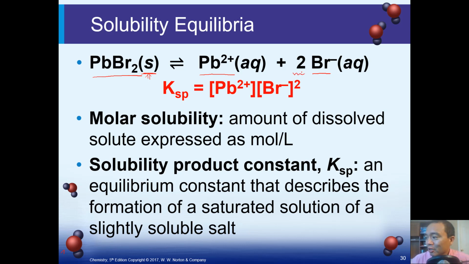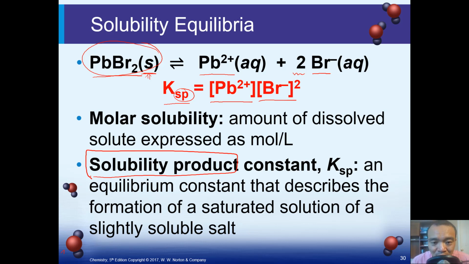The solid portion is not included in the equilibrium constant expression. That's why you only have the products included over here. KSP means it's a solubility product. It's simply an equilibrium constant, but a special type of equilibrium constant, so we use KSP to represent it. Using the KSP, we can calculate the solubility for insoluble salts.